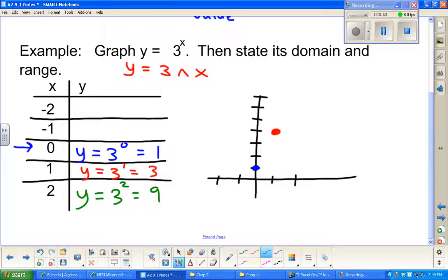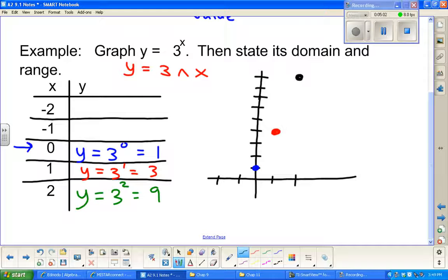So 1, 2, 3, 4. Looks like I need a little more room here. So 1, 2, 3, 4, 5, 6, 7. Let's just extend it a little bit. And (2, 9) would be up here. So it looks like it's growing, maybe it looks linear or not.